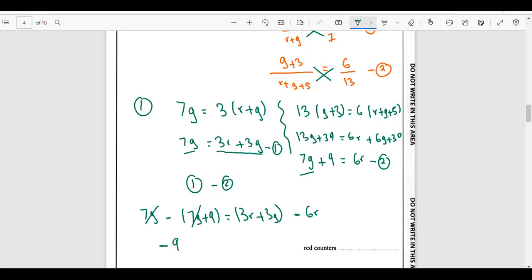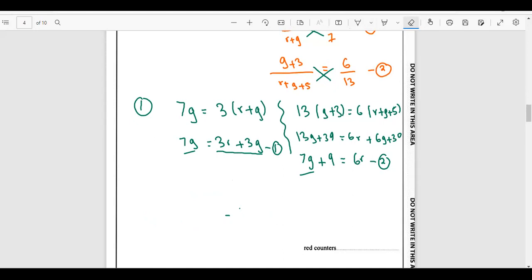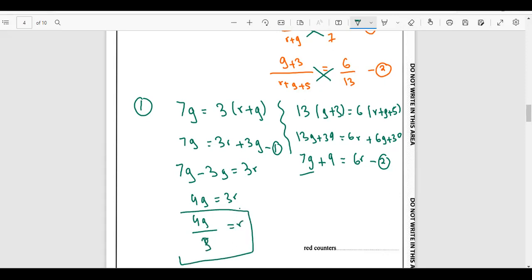Minus 9, and it is going to give me, 1 second only, please. We need to simplify 1 completely. And once we simplify this, I would get 7G minus 3G equals 3R, and it would become 4G equals 3R, and it is going to be 4G over 3 equals R. Okay, this is what I have. Now I can plug in this value of R over here to simplify this. Please simplify this and tell me the answers.